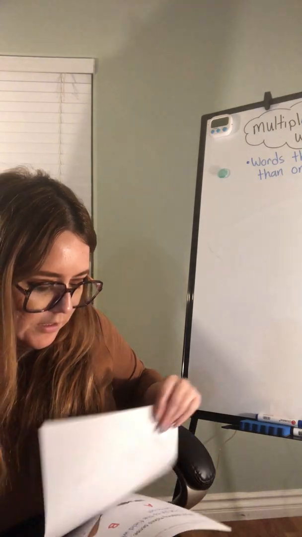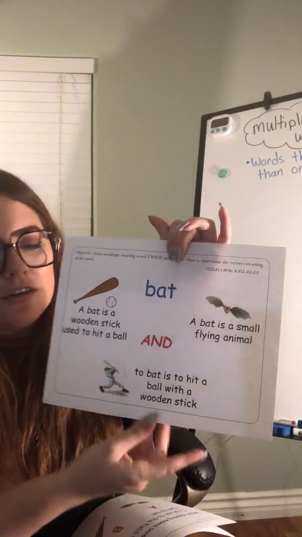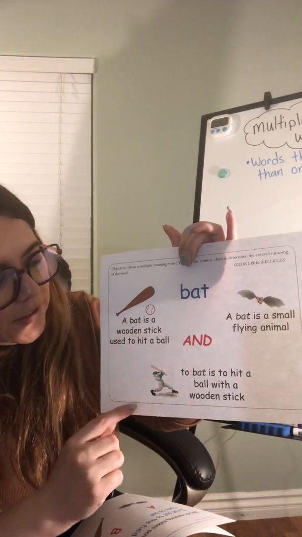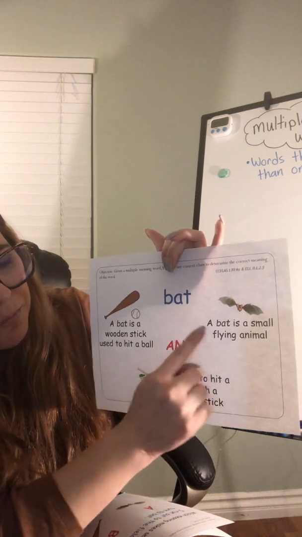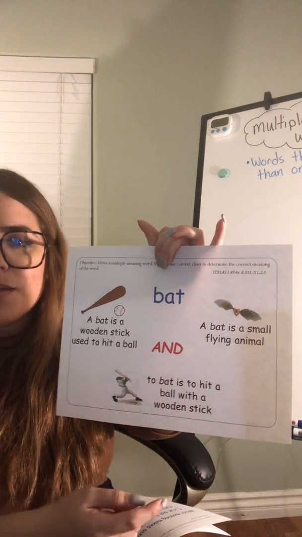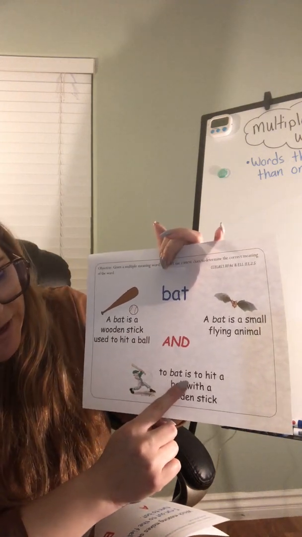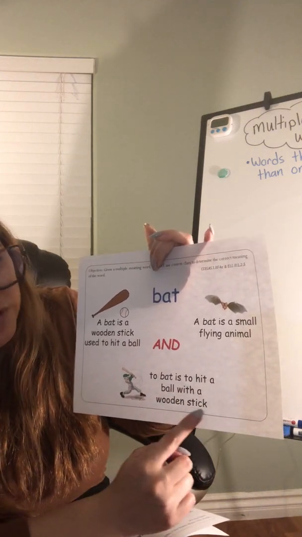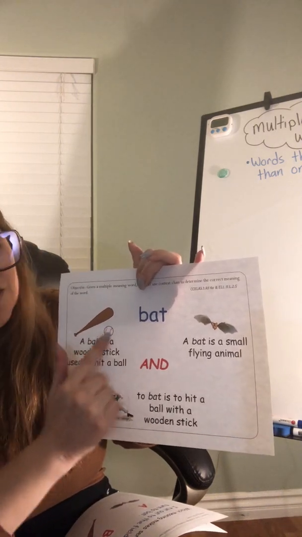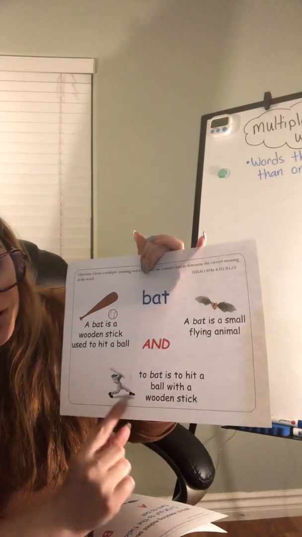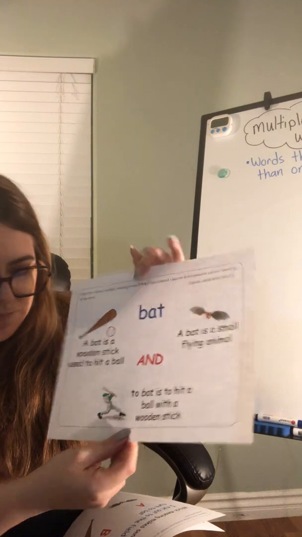Okay, another one is bat. Bat is a multiple meaning word. Multiple, it has more than one meaning. A bat is a wooden stick used to hit a ball, or a bat is a small flying animal. Oh, this one has three. To bat is to hit a ball with a wooden stick. So a bat is the wooden stick, bat animal, or to bat means to hit the ball.